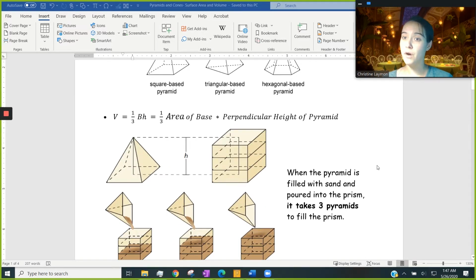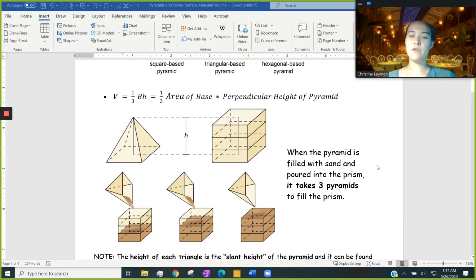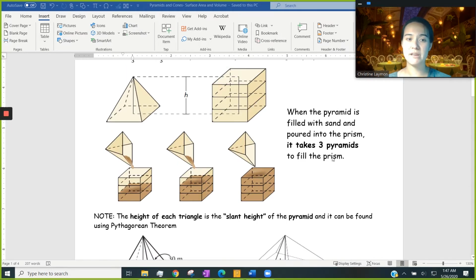If you want to find the volume of a pyramid, it's actually very similar to the volume of a rectangular prism. So to find the volume of a pyramid, you're going to do 1/3 the area of the base times that perpendicular height. Notice that if I have a rectangular prism and a pyramid that's the same height and has the same base, the pyramid will go into that rectangular prism exactly 3 times. That's what this bottom picture here is showing us.